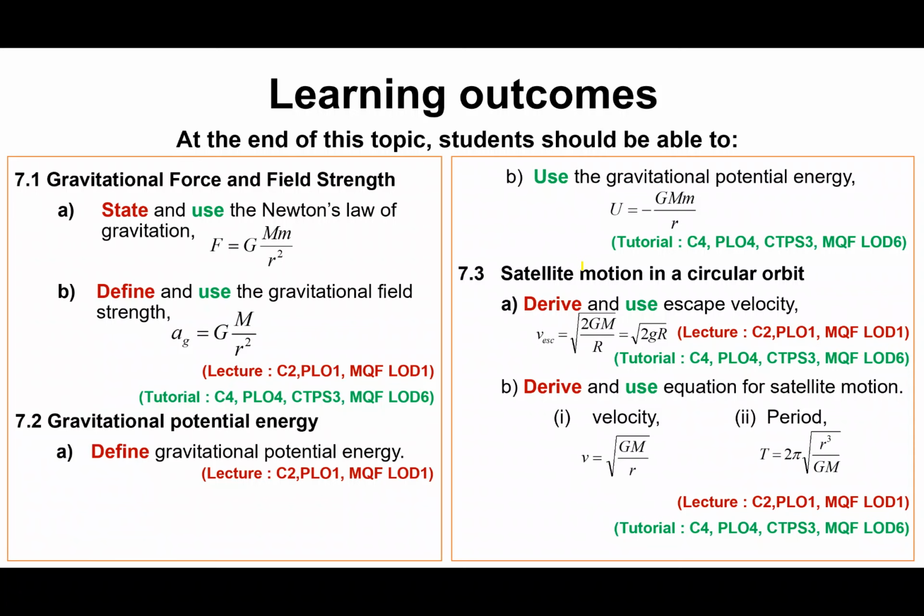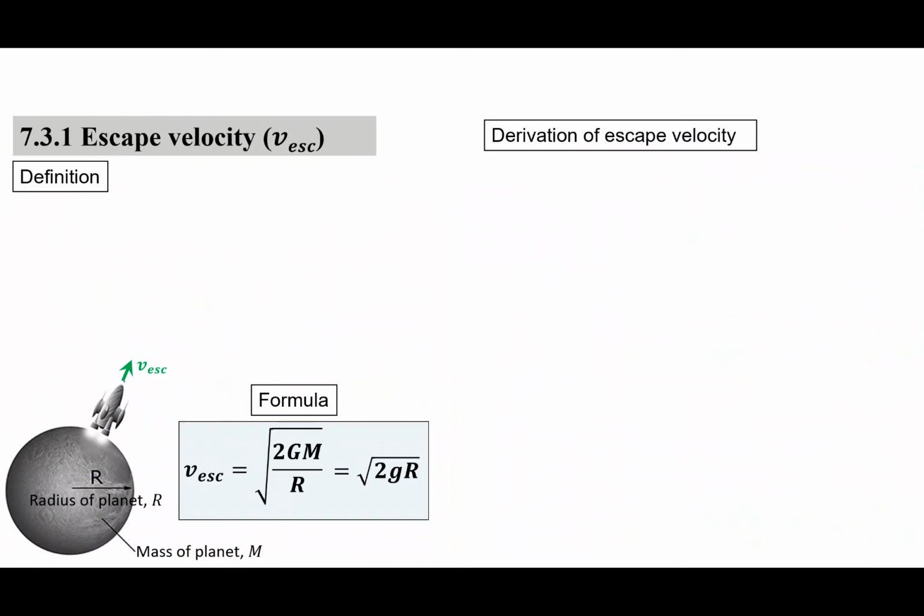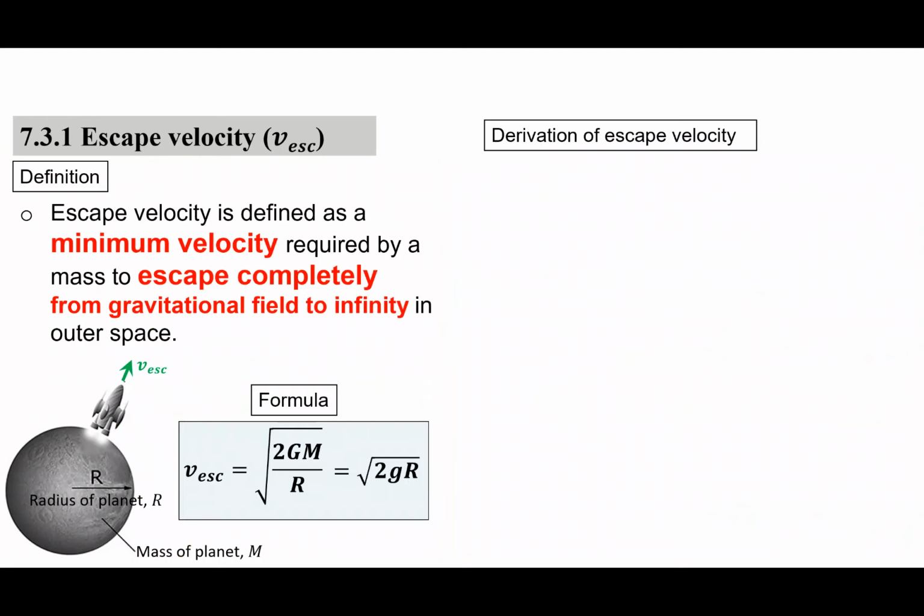So we're going to proceed our discussions for the last subtopic 7.3, which is satellite motion in a circular orbit. For first part, we are going to derive and use the escape velocity. And then for part B, we are going to derive and use the equation for the satellite motion. We start with the quantity number one, which is the escape velocity. So what is the escape velocity?